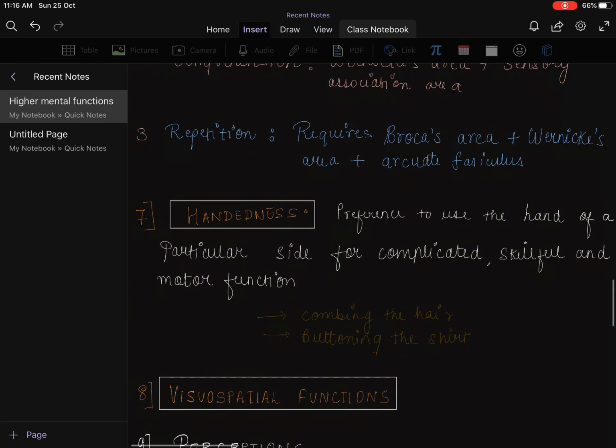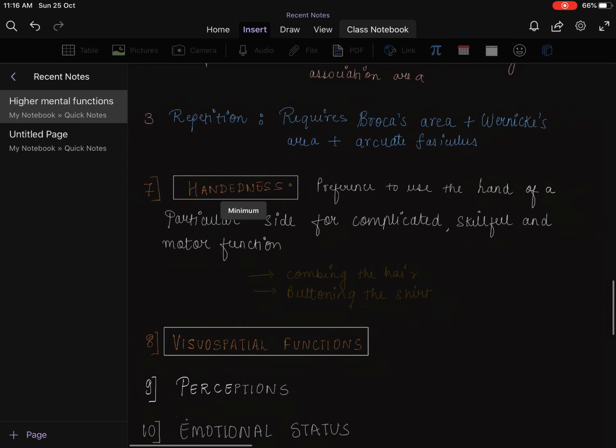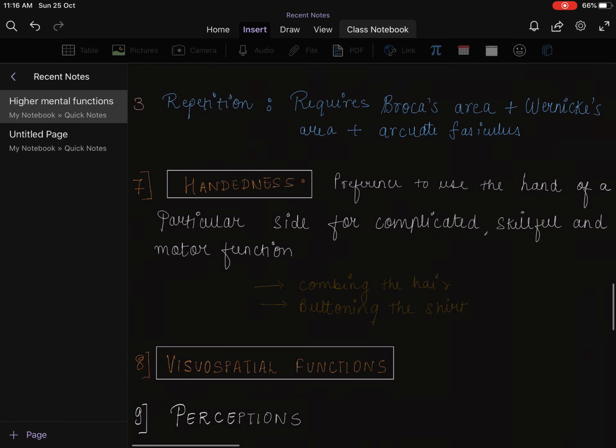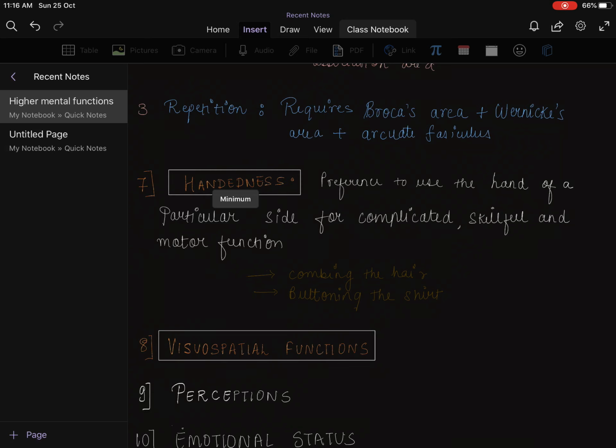Coming to the next topic, that is handedness. Handedness is the preference to use the hand of a particular side for complicated skillful and motor function.